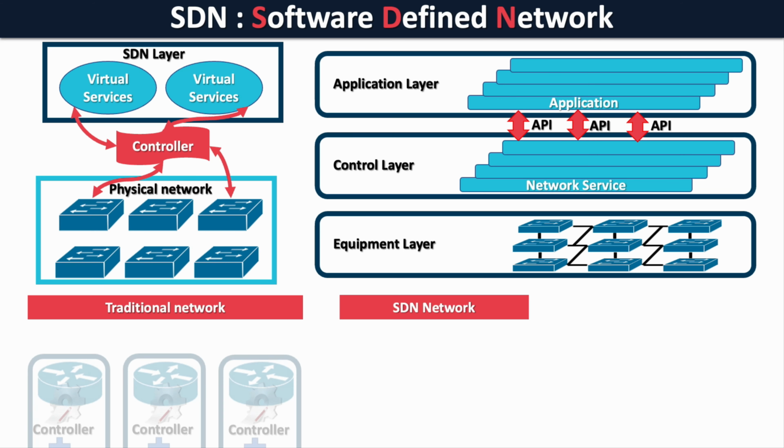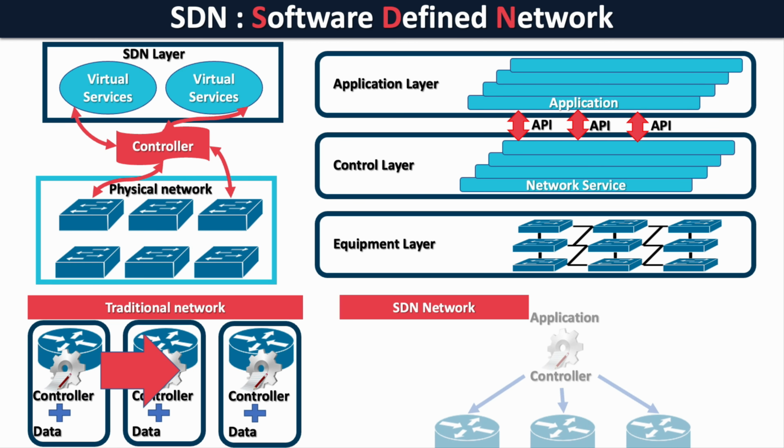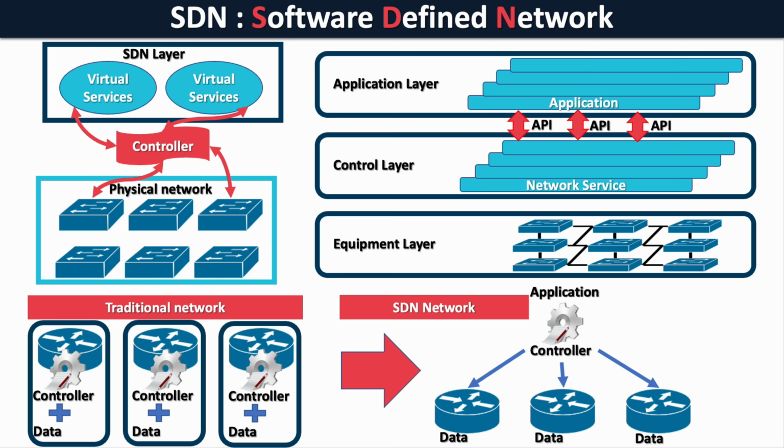SDN aims to decouple, in a network device, the data plane part from the control plane part. That is to say, it only leaves the switches and routers with the routing of packets. In a traditional network, when a packet arrives at a switch or router, the router applies its own routing or switching rules that are written into its operating system. And in general, all packets that have the same destination follow the same path.